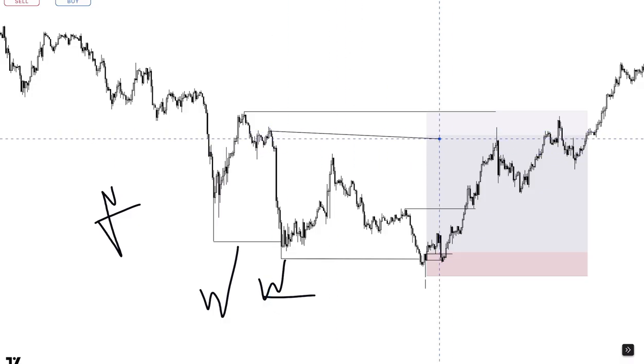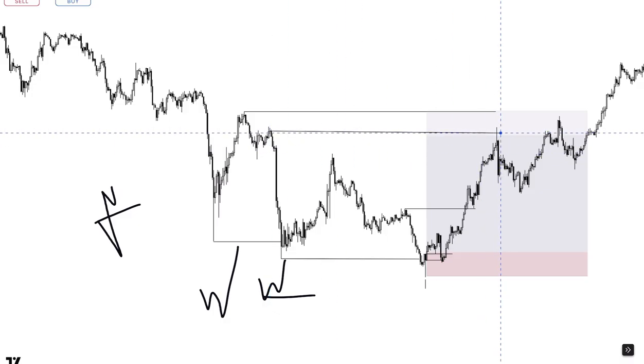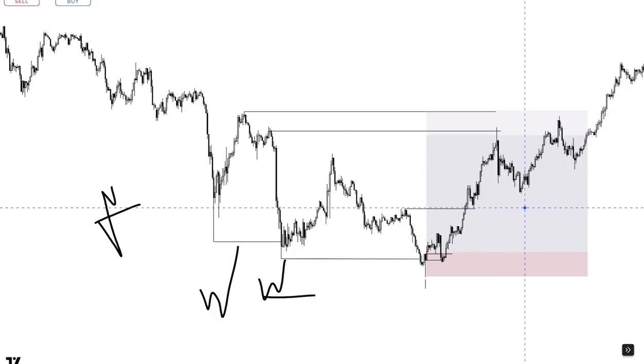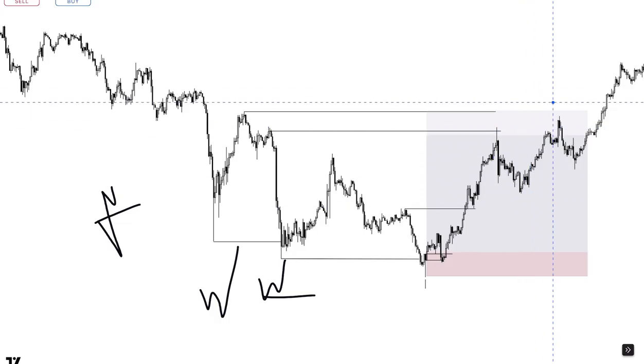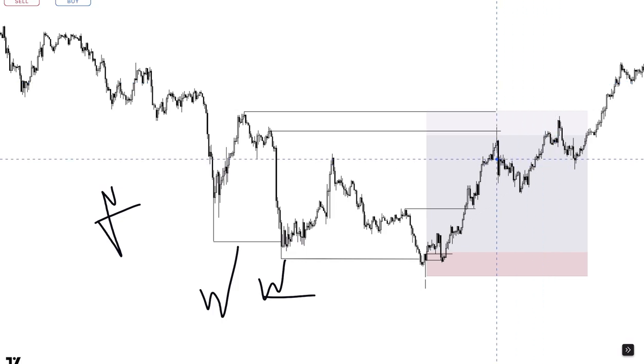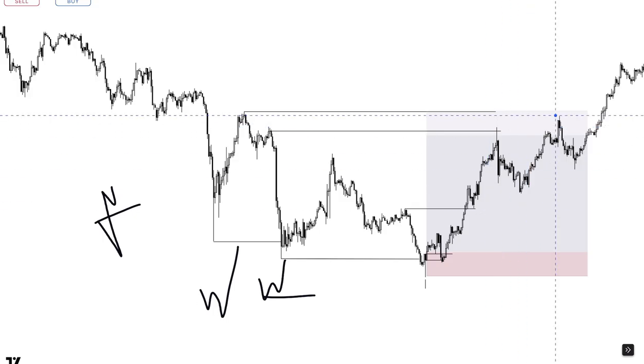And rejection blocks, usually their job is to do the following. Their job is to produce a retracement before reaching the final target. Rejection blocks are used to produce a retracement before the final target. That's a quote.